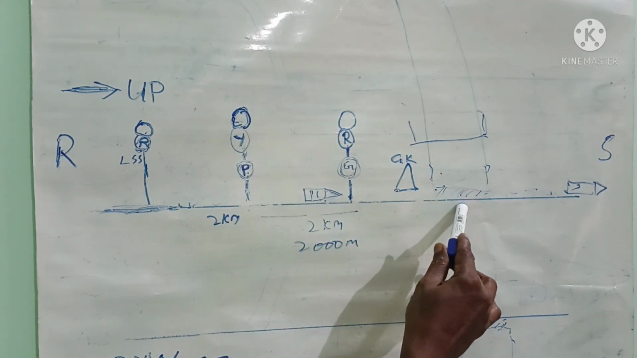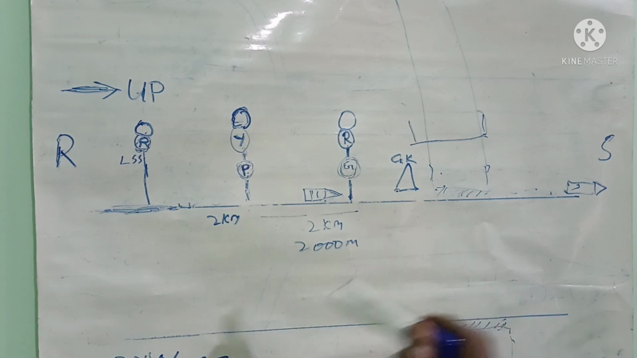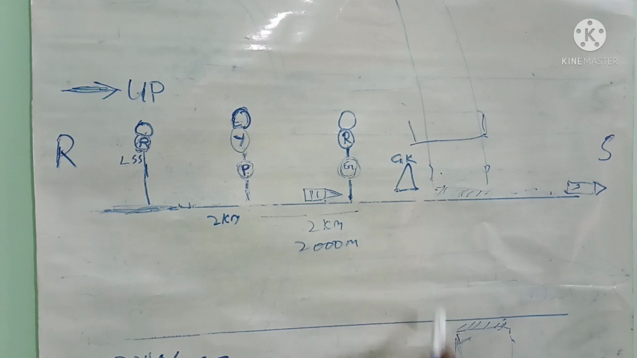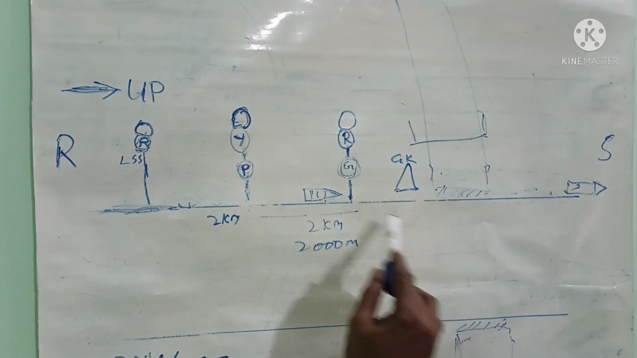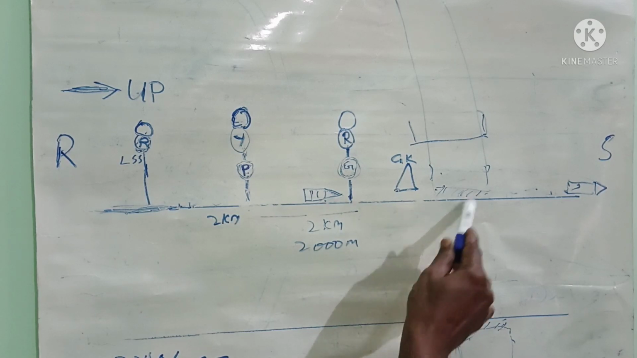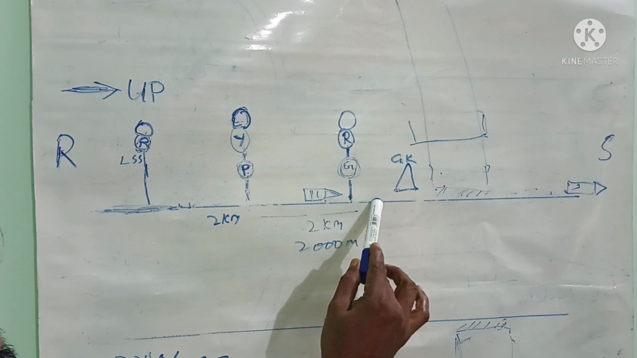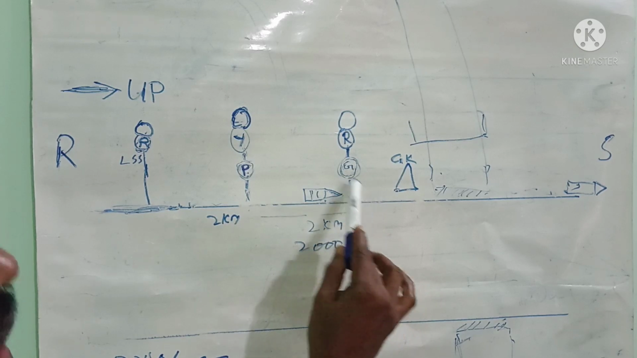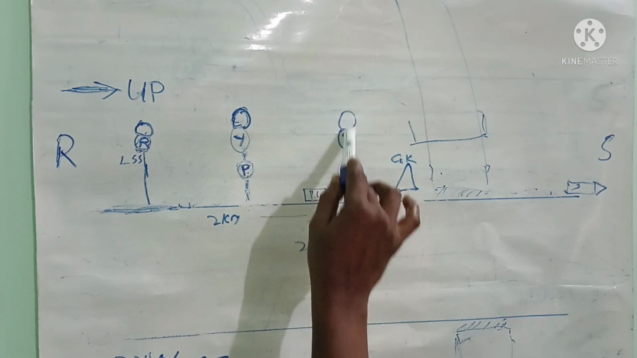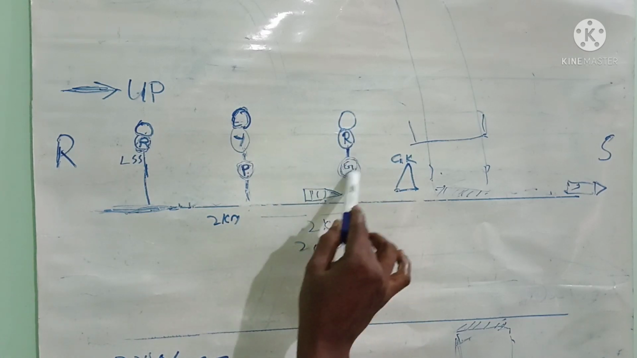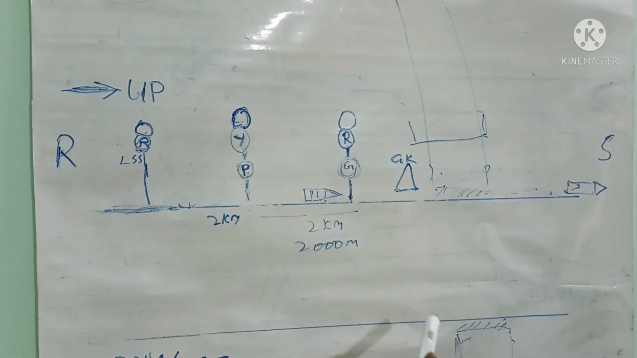The gatekeeper comes out and gives a hand signal. That is, if it is daytime, he will wave a green flag. If it is night, he will wave a green light. Seeing this, the loco pilot will pass the signal at on. Here the importance is that this is a stop signal. It is in danger, but since it has a G marker, he can pass the signal at on.